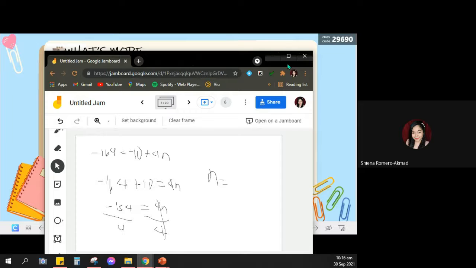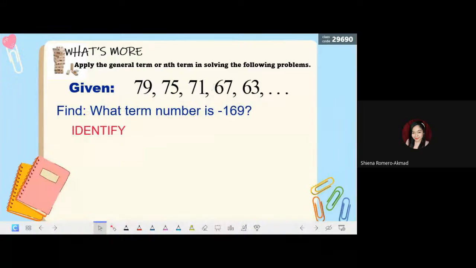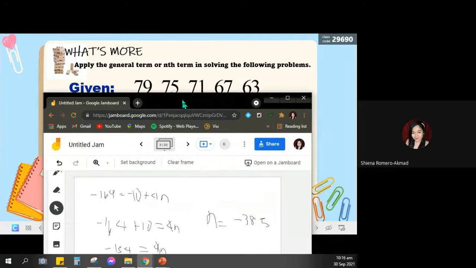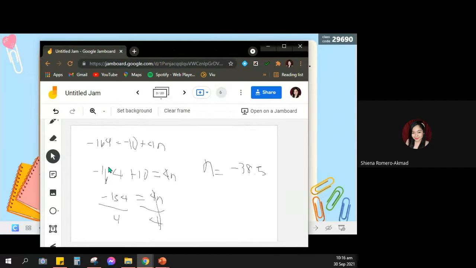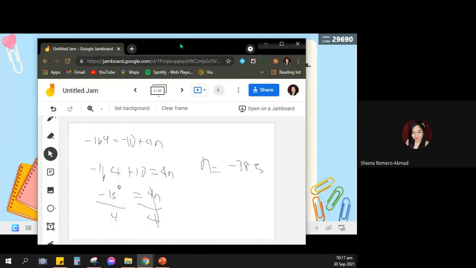Negative 164 plus 10 is 154 divided by 4. 164 ba? Di ba 169 yun? Negative 169. Balikan natin. Negative 169. 169 to ha. Hindi 164. Yan. Magiging 159.